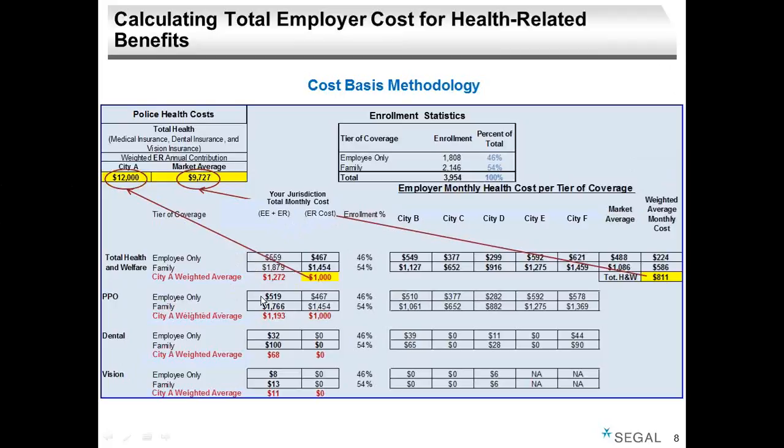These are the monthly costs attributable to each benefit for each tier of coverage, employee and family. And you'll notice for this particular city A weighted average, that we're using the 46 and 54% distributions to come up with a weighted average cost here. So for the PPO, the weighted average monthly cost is $1,193 and so forth.